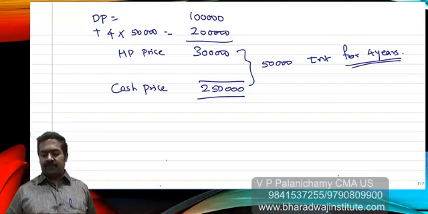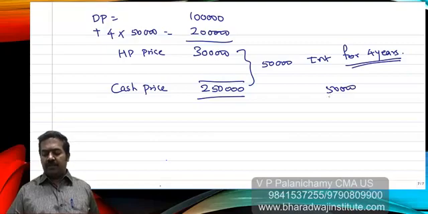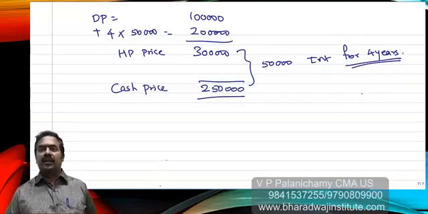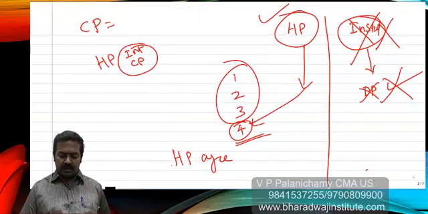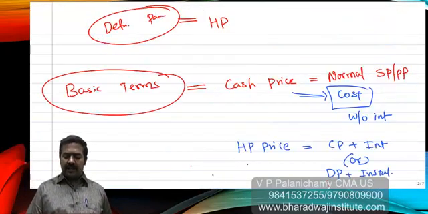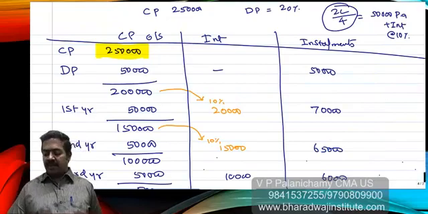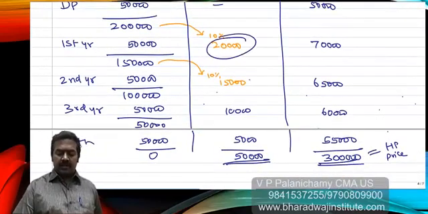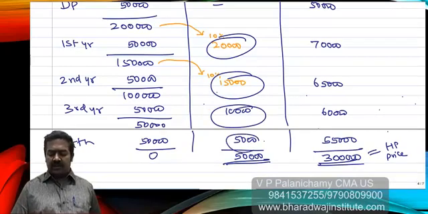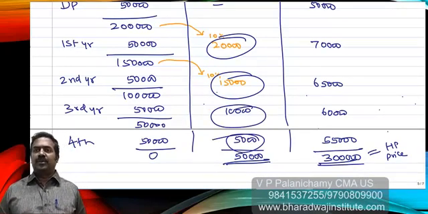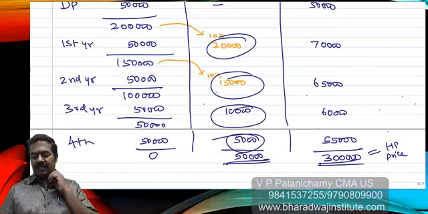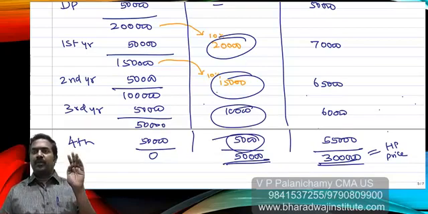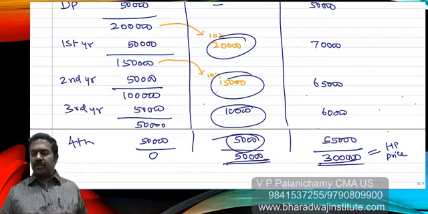Now to share it, will you do 50,000 divided by 4? No, we had seen in the last two questions, interest is not equal. Interest in the first year will be more. Second year, third year it will keep on reducing. Look at the first example we have done. Here, what is the interest? 20,000, 15,000, 10,000, 5,000. What is the ratio? 4 is to 3 is to 2 is to 1 ratio.